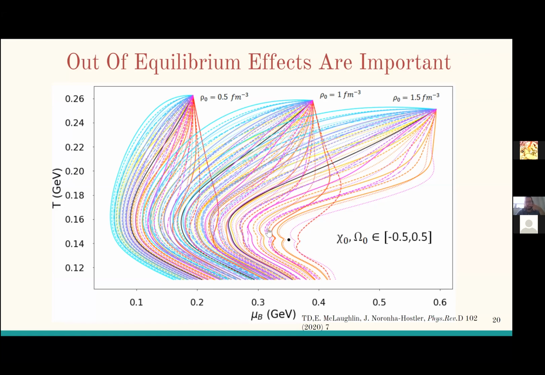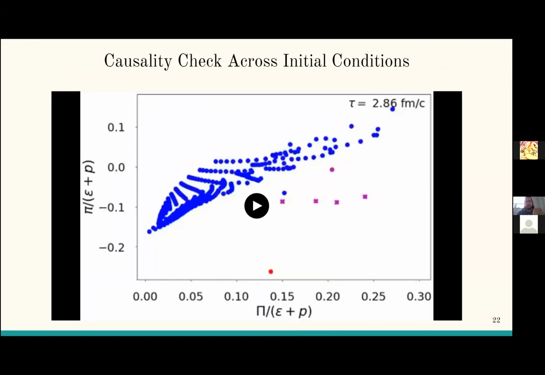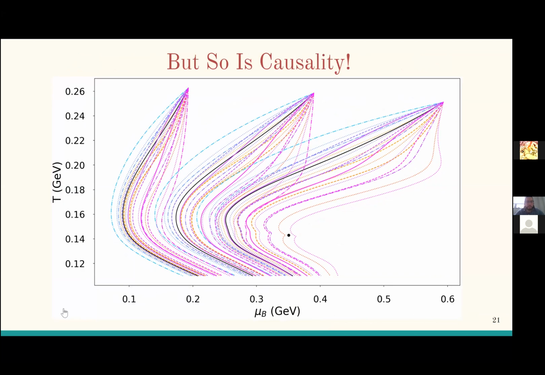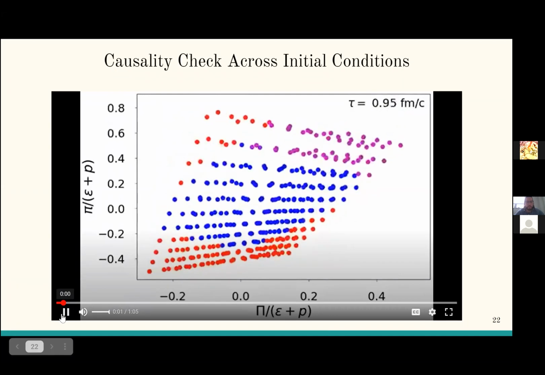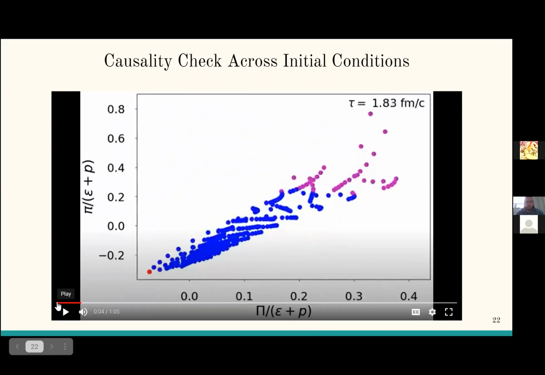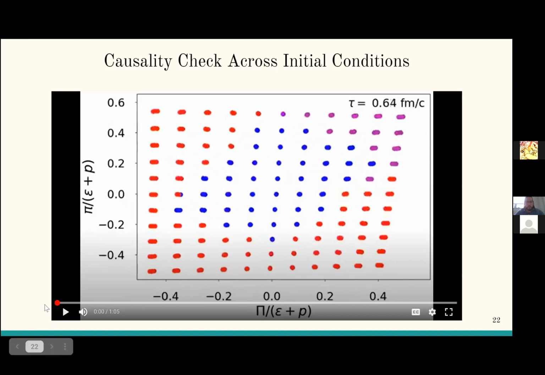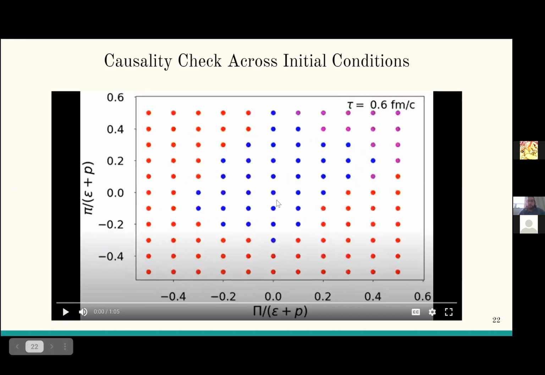It shows the evolution of these trajectories. You'll see the blue points are points that are behaving causally, the red points are points that are behaving acausally, and the purple points are points that are behaving indeterminately. I just want to start it again so I can make a point. All of these points are done with the same initial energy density, and at every pi there are 3 points on top of each other for 3 different initial baryon densities. These are the same runs from the previous slide.